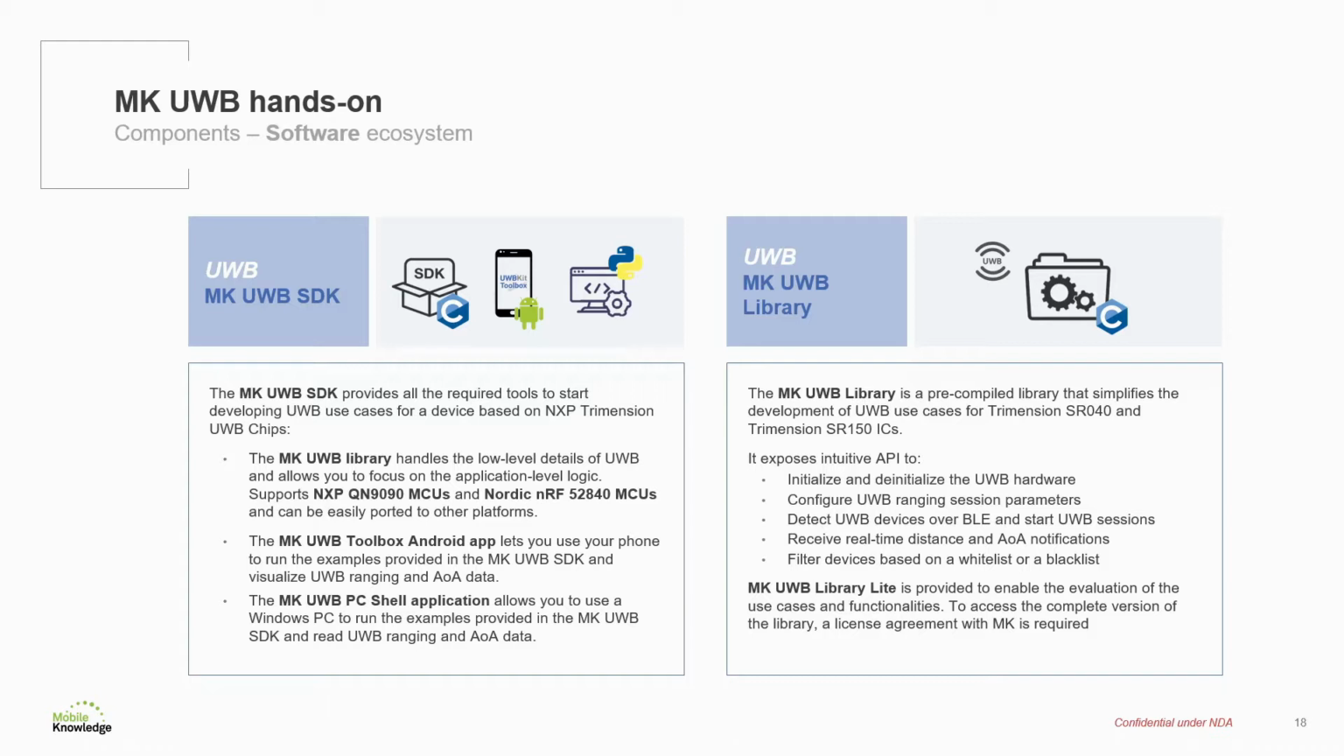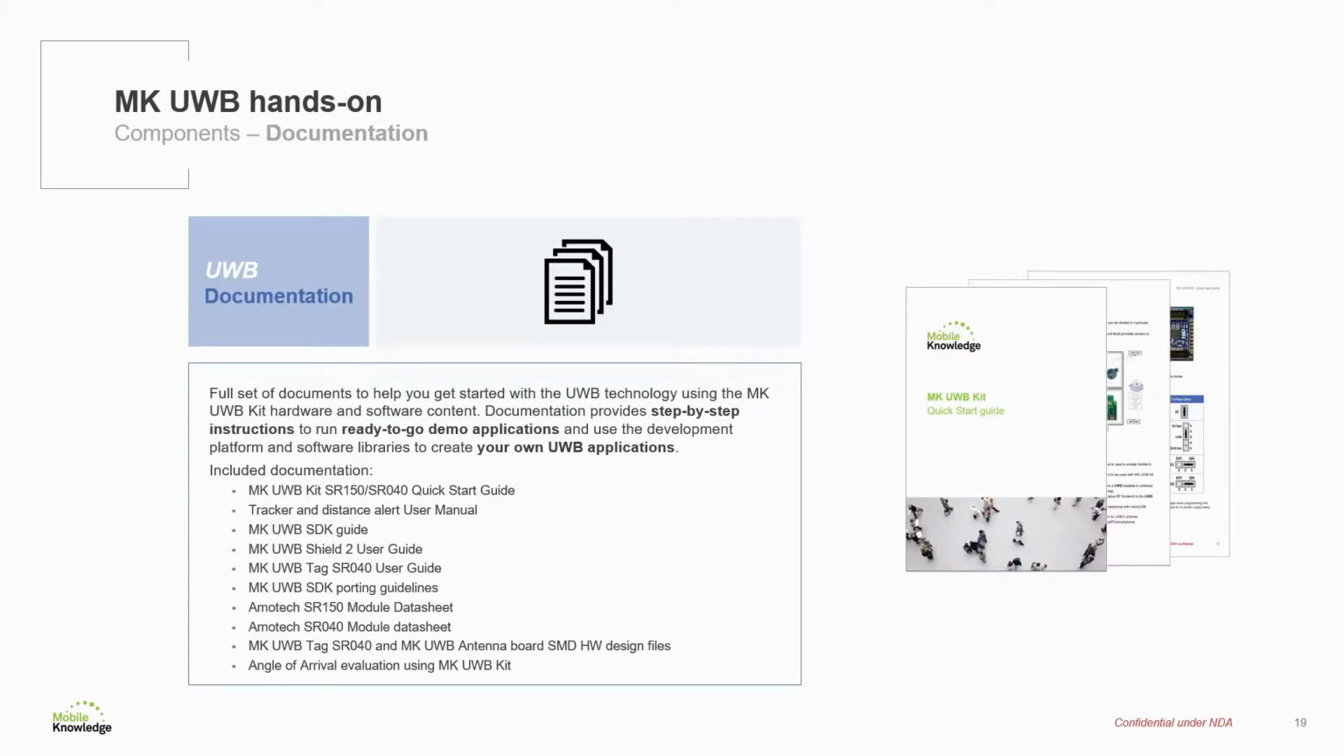The MK Ultrawideband Library Lite is provided to enable the evaluation of the use cases and functionalities. To access the complete version of the library, a license agreement with MK is required. But there is more than the library, the mobile app, and the MK PC Shell. You might feel a bit overwhelmed about where to start with all of the options and resources included in the kit. That's why there is extensive documentation with comprehensive instructions and quick start guides.